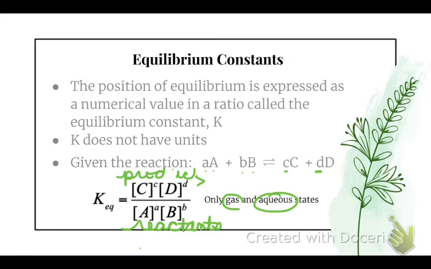And the K value, when I solve for K, again, it doesn't have units. But if the K value is really large, greater than 1, then that means it favors product formation. If the K value is small, less than 1, then it favors the reactants. So the K value tells us a little bit about the reversible reaction, or this equilibrium reaction that we're looking at.